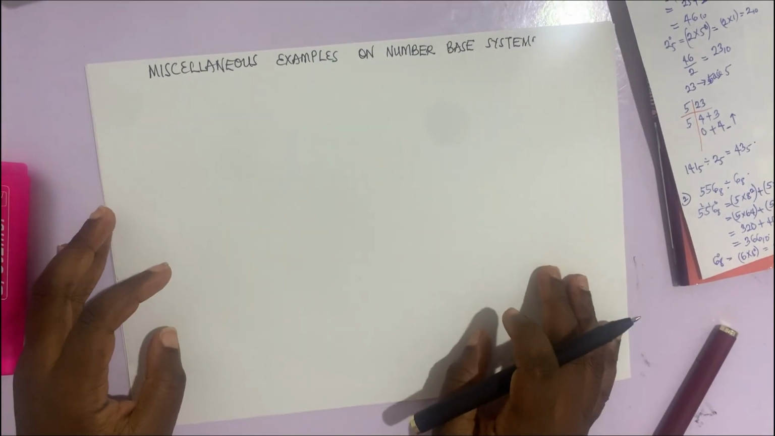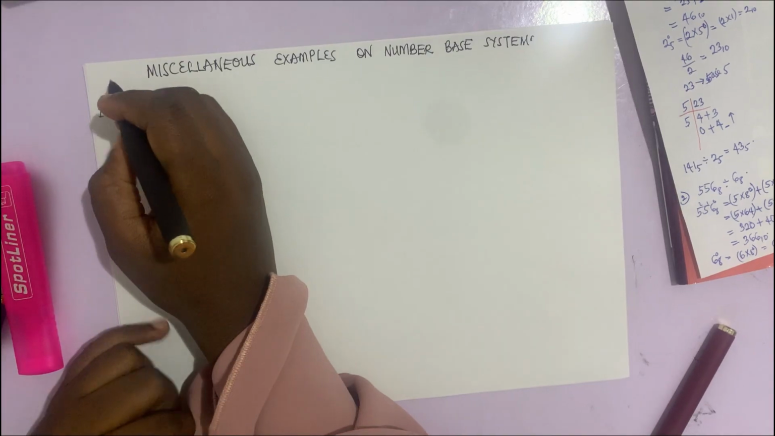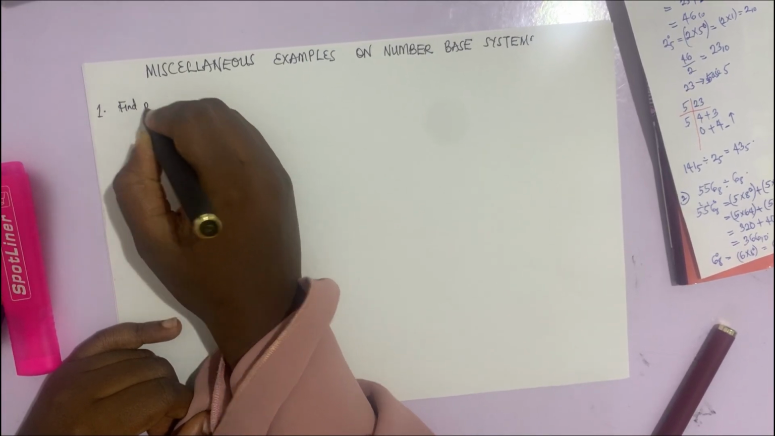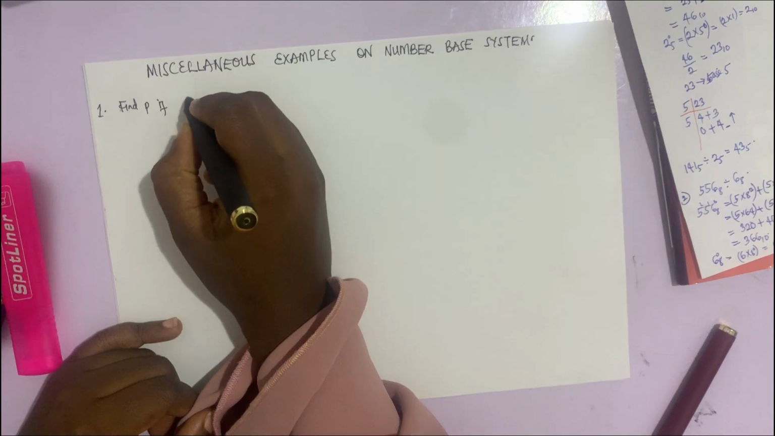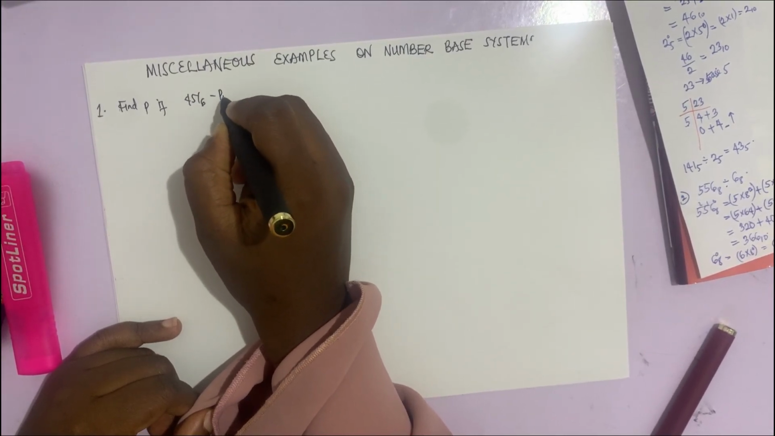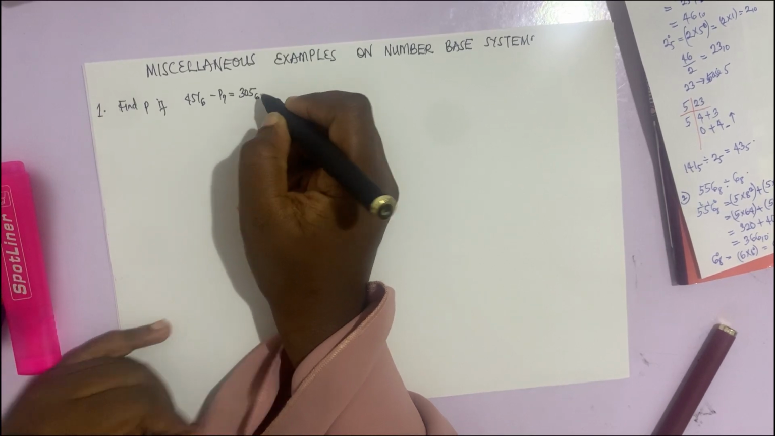So let's solve for the examples. Example 1 says: find P if 451 base 6 minus P base 7 is equal to 305 base 6.